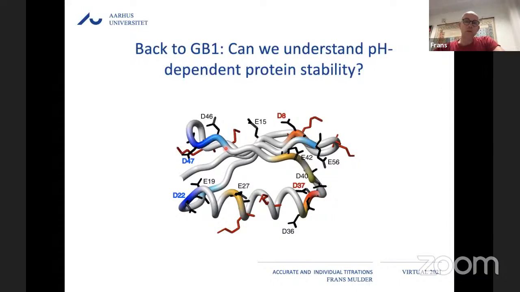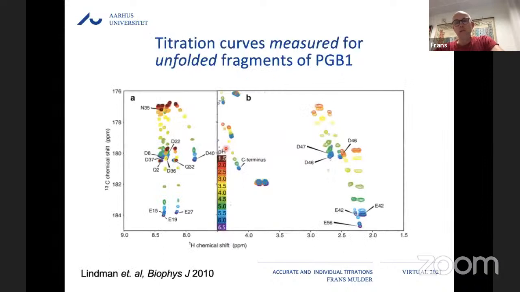Therefore, we continued our effort and also tried to develop a few methods to determine pKa's in the unfolded state. We did that in this case by making fragments. So we took PGB1 and cut it into two fragments.